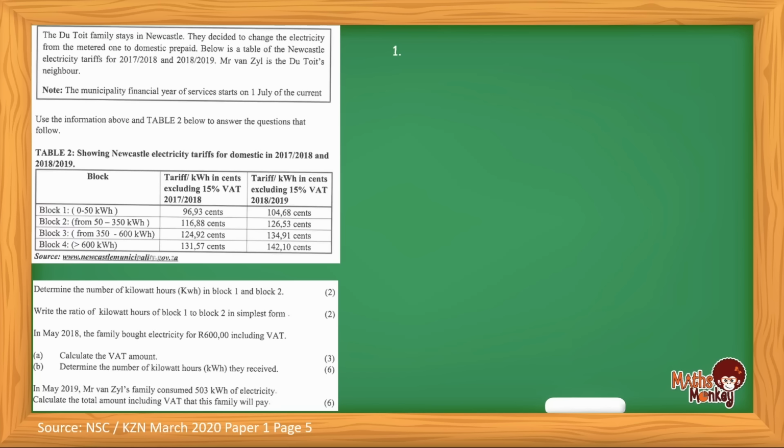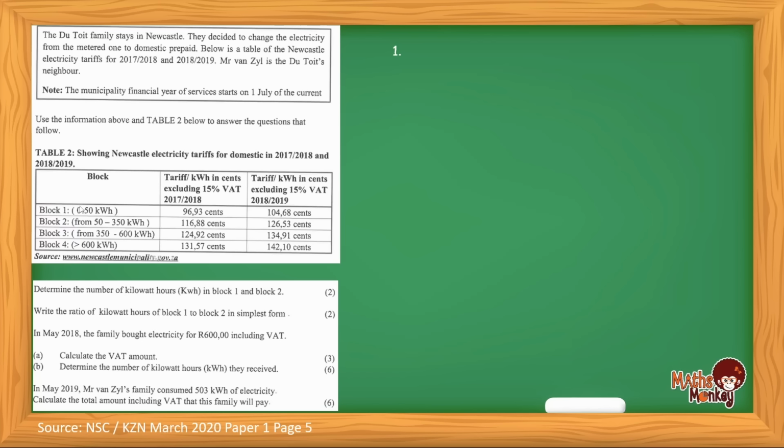Then we have in this column over here, they give us the information in cents, excluding VAT for 2017 and 2018. Then on this side, they give you again the values in cents and then excluding VAT. Okay, so once you've read all the information that's provided, now we can go to the question. So question 1 says, determine the number of kilowatt hours in block 1 and block 2.